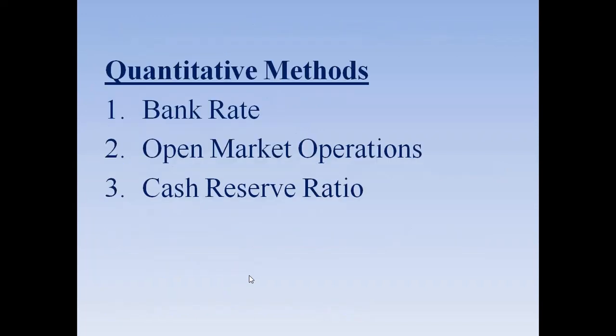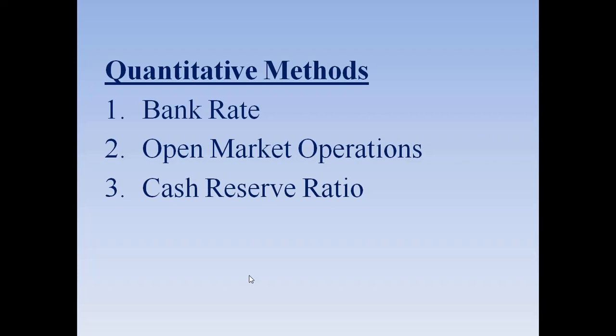Anyway, now the quantitative methods. The quantitative methods are three: bank rates, open market operations, and cash reserve ratio. Now, what do we mean by the bank rates? By the bank rates, we discuss the rate at which the central bank gives loans and advances to the commercial banks, or rediscounts the approved bills of exchange and the government securities.